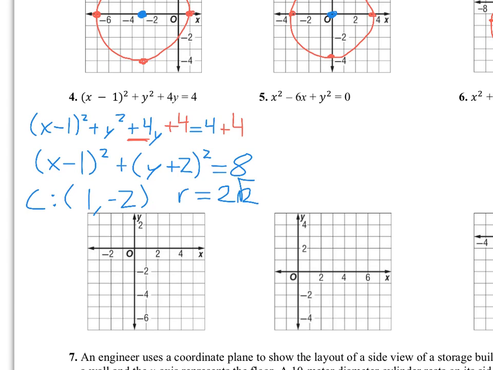Okay, let's go to the center. 1, negative 2 is here. The square root of 8 is a little bit less than 3. So I'm going to go almost 3 each direction.